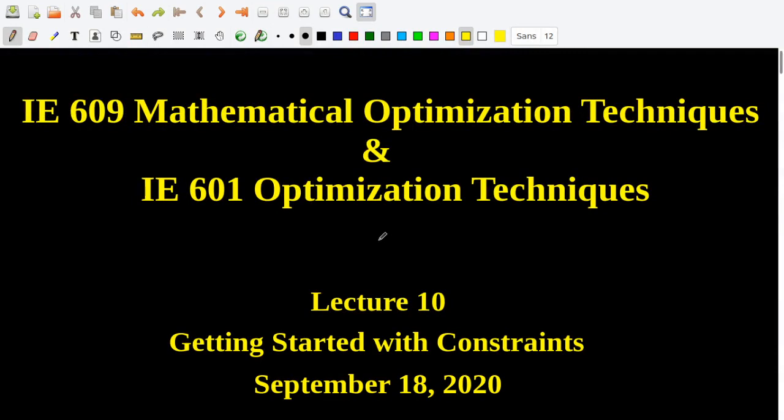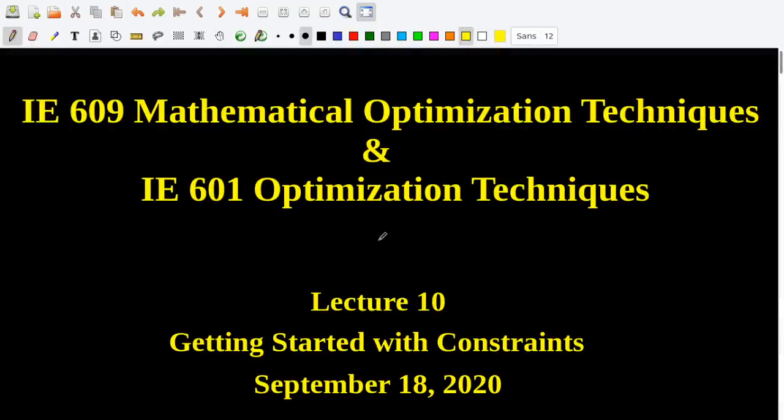Today we will get started with looking at constraints in an optimization setting. So far we have been looking at optimizing a single function without any constraints. When you add constraints, which is normally the case in many practical applications, the algorithms and the theory become a little bit more complicated.